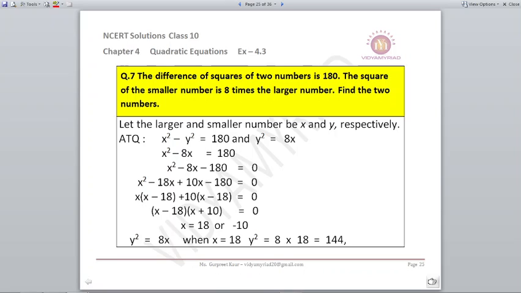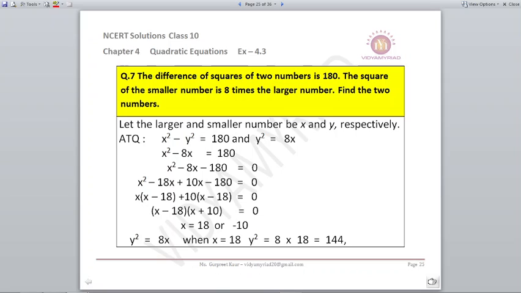The square of the smaller number is 8 times the larger number. So y is my smaller number, so the square of the smaller number, y square, is equal to 8x. Now we can substitute y square equal to 8x into the first equation, x square minus y square equal to 180. We get x square minus 8x equal to 180, and it can be converted into a quadratic equation, that is x square minus 8x minus 180 equal to 0.